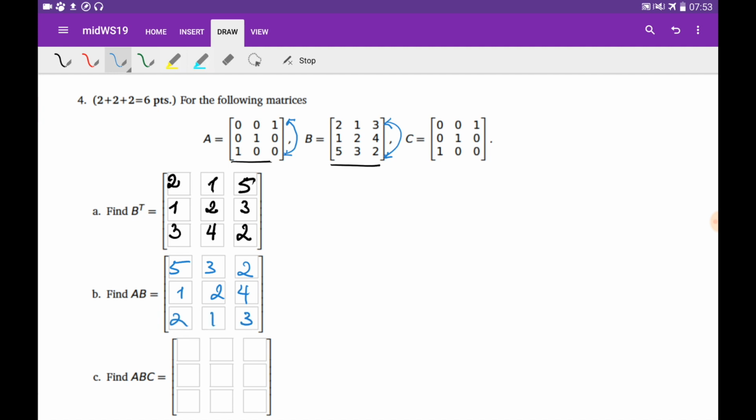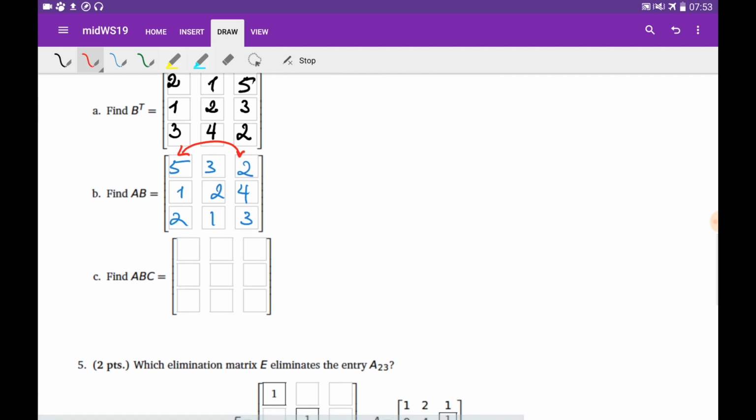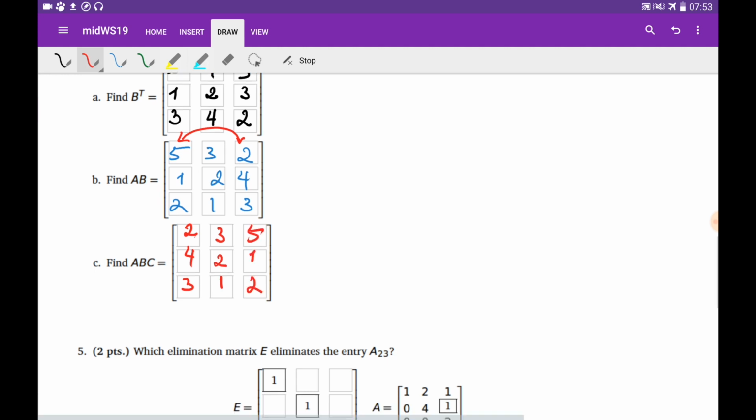So now if we multiply this AB by C, I can now combine the columns of this AB matrix using these coefficients. This looks to me again like a permutation matrix, where I have to interchange the first column with the third column. So it's going to be 2, 4, 3, 3, 2, 1, 5, 1, 2.